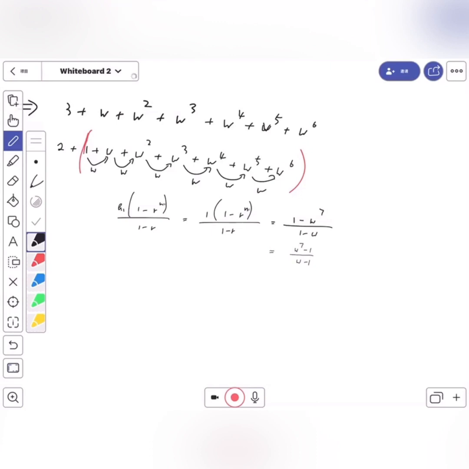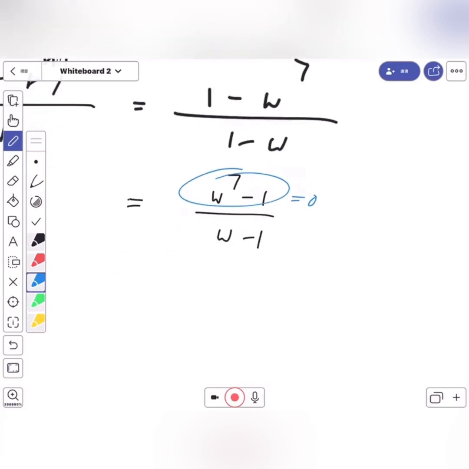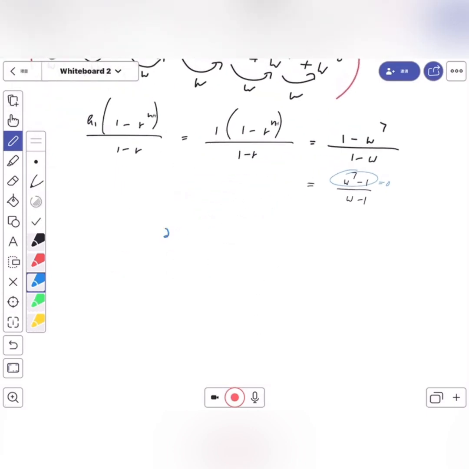And now, does that kind of ring a bell here? So this sum is equal to omega to the 7 minus 1 over omega minus 1, which is just 0, since this part is 0. So therefore our entire thing just becomes 2 plus 0, which is 2.